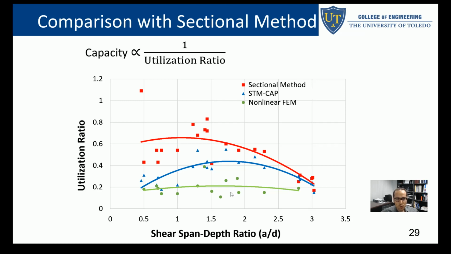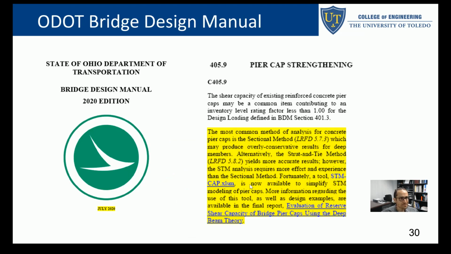Comparing these two, you can see that strut-and-tie method is a good compromise. It diverges from sectional, and if the member gets deeper and deeper, it's really converging to the nonlinear finite element in terms of the prediction. It's in between, it's closer to the nonlinear finite element.